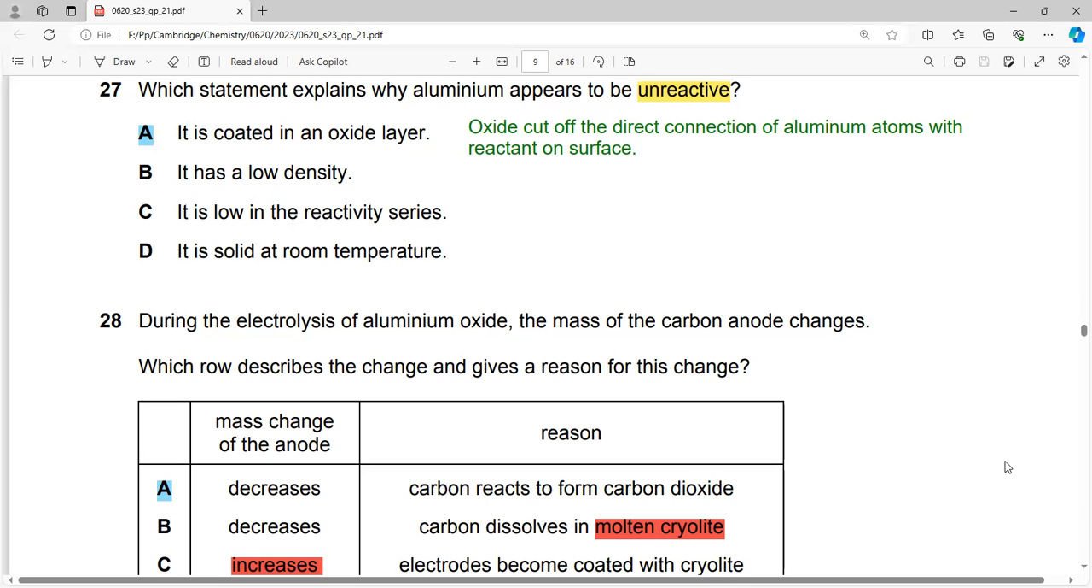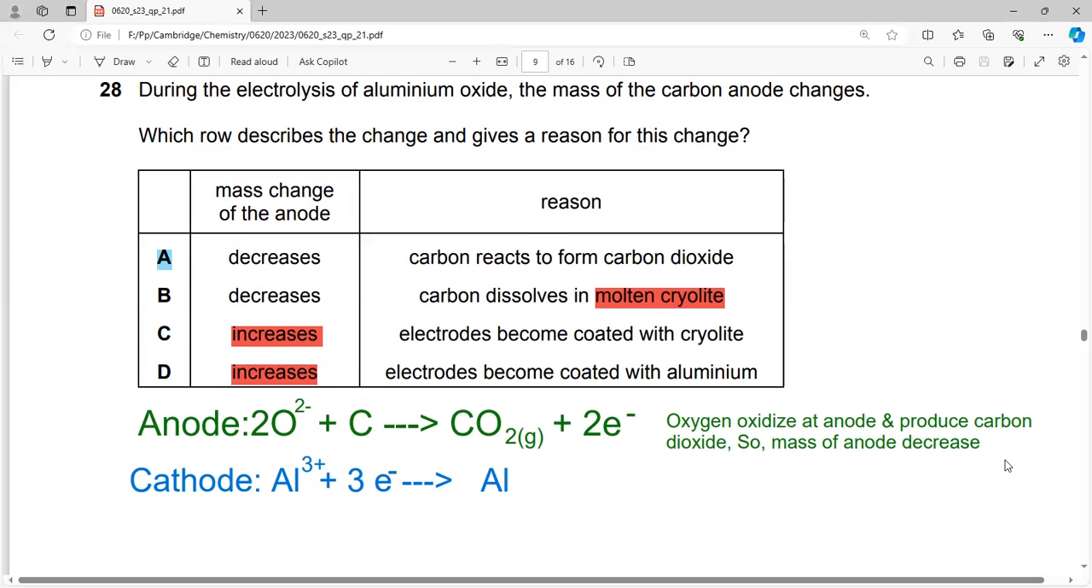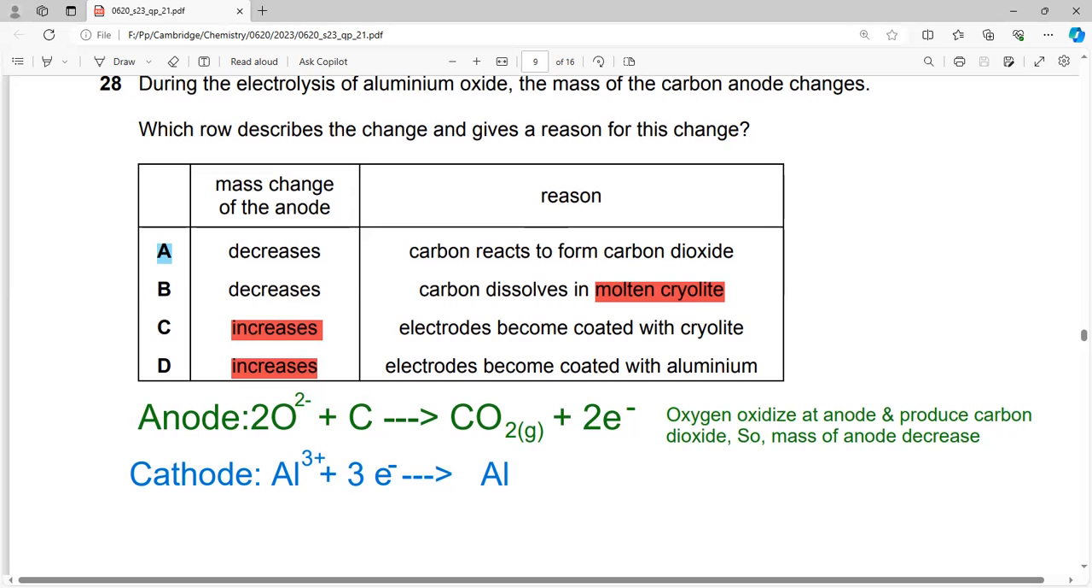So we have question number 28. During the electrolysis of aluminium oxide, the mass of the carbon anode changes. Which row describes the change and gives the reason for this change? So we can see that we are performing the electrolysis of aluminium oxide.